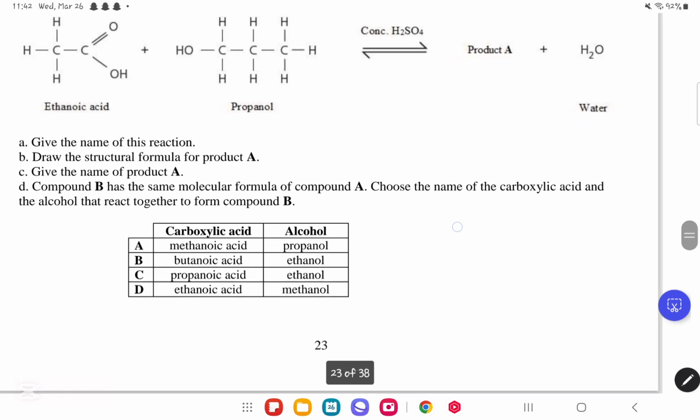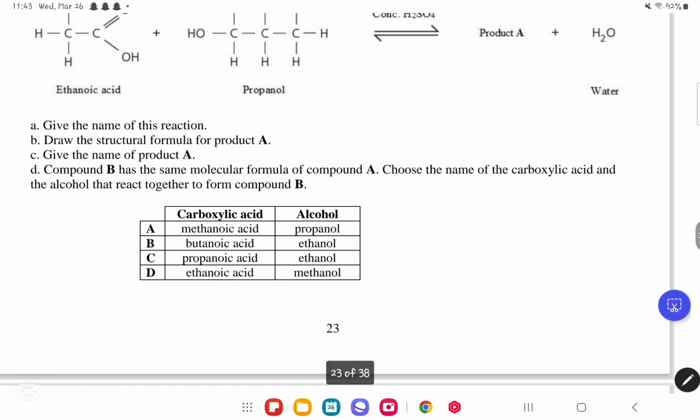In part D, they told us compound B has the same molecular formula as compound A. Okay, so it is propyl ethanoate. So that means in total it will have 5 carbons. So 3 plus 2, that is 5 carbons. They told us to choose the name of the carboxylic acid and alcohol that react together to form compound B. Together, you should add them and they should give you 5 carbons.